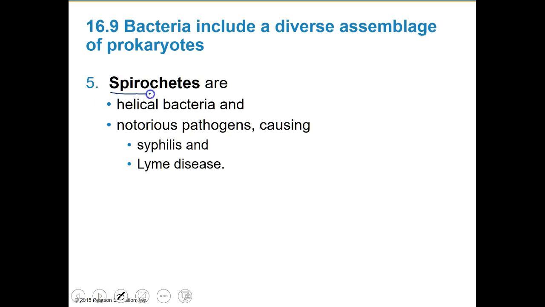The fifth one is just spirochetes. So these are going to be our helical or spiral bacteria. There's some notorious pathogens, including syphilis and Lyme disease, which if you remind me and we get time, I'll tell you some interesting stories.